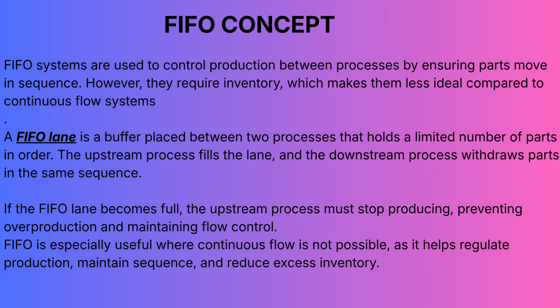To manage this, we use something called a FIFO lane. A FIFO lane is basically a buffer placed between two processes. It can hold only a limited number of parts, and all parts are arranged in sequence. The upstream process adds parts into the lane, while the downstream process removes them in the exact same order. Now here comes the control mechanism. If the FIFO lane becomes full, the upstream process has to stop producing. This prevents overproduction and ensures that the system stays balanced. So, wherever continuous flow is not possible, FIFO becomes very useful. It helps regulate production, maintain sequence, and reduce unnecessary inventory. That's the essence of the FIFO concept.